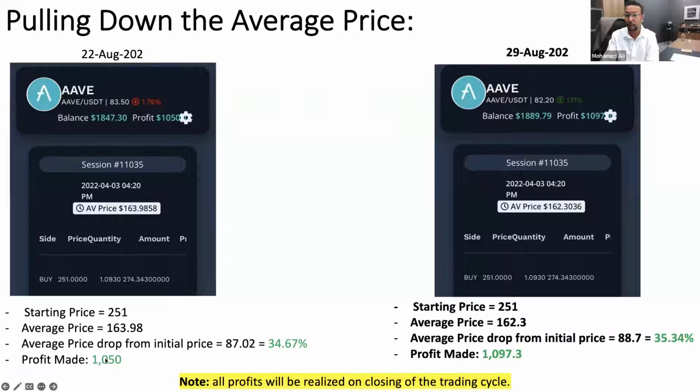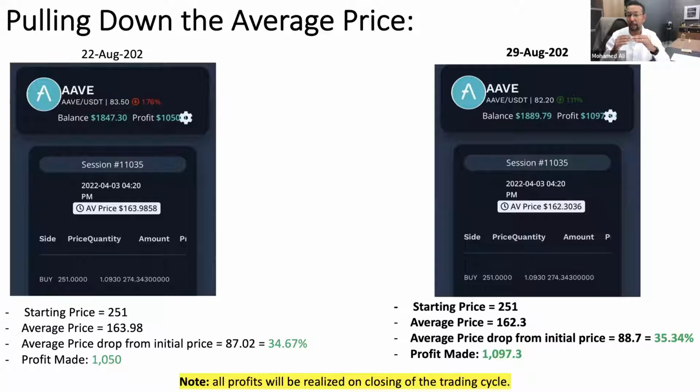The total profit which was made during the down market before closing the whole cycle was 1,050. This week, the profit has increased to 1,097.3. Accordingly, the average price was pulled down from 163 to 162.3. That means our new average price was pulled down by 88.7 USDT, which is 35.34%.